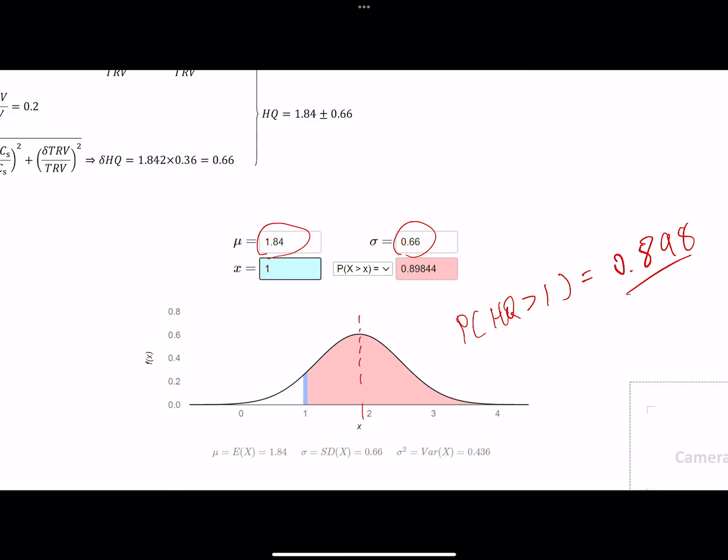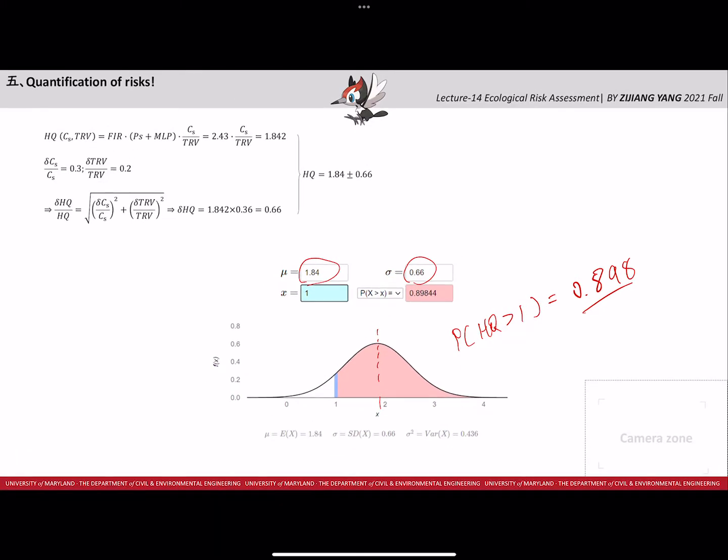But in practice, what will be the critical value of this? We don't have an answer, but we need to discuss with the stakeholders and some other people to determine what will be the critical value of this probability.